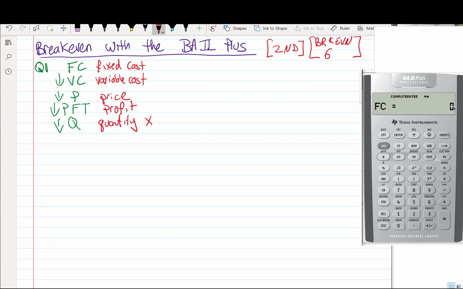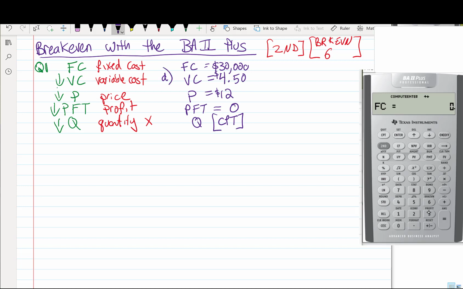So let's go over question 1, our Hungry Days ice cream question again. I'm going to start and write that in again. So our fixed costs with Hungry Days was $30,000. Our variable costs were $4.50. I'm putting in the dollar sign, but obviously we don't put that in the computer. Our price was $12. Our profit, well, if I'm going to try to find break even, that's going to be 0, and my Q is going to be what I'm going to find, the break even. So this is really part D, finding the break even. So let's put that in.